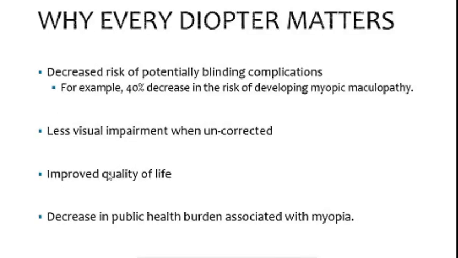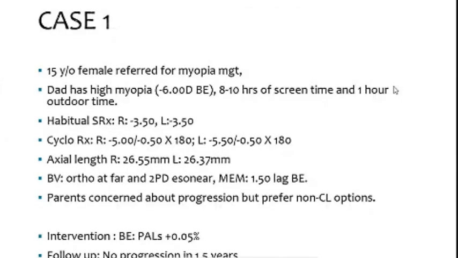Now, it's important that we realize that we're not just trying to be savvy or modern by doing myopia control. We're actually trying to prevent potentially blinding complications. Studies by McCullimore show that for every 1 diopter of myopia that you prevent, you decrease the likelihood of developing myopic maculopathy by 40%. You're also going to decrease the visual impairment associated with uncorrected myopia, improve quality of life, and that person becomes less of a burden to society due to visual impairment.